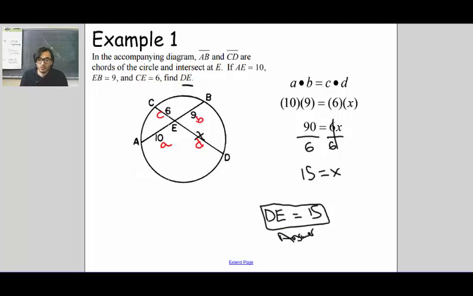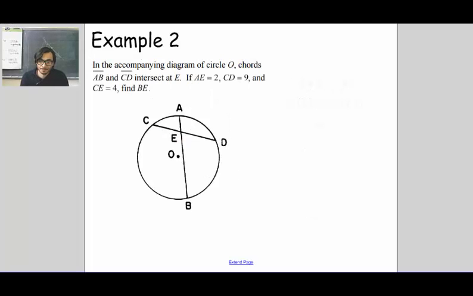Let's try another example. In the accompanying diagram of circle O, chords AB and CD intersect at E. If AE equals 2, CD equals 9, and CE equals 4, find BE. So let's go ahead and label our diagram first. AE is 2.